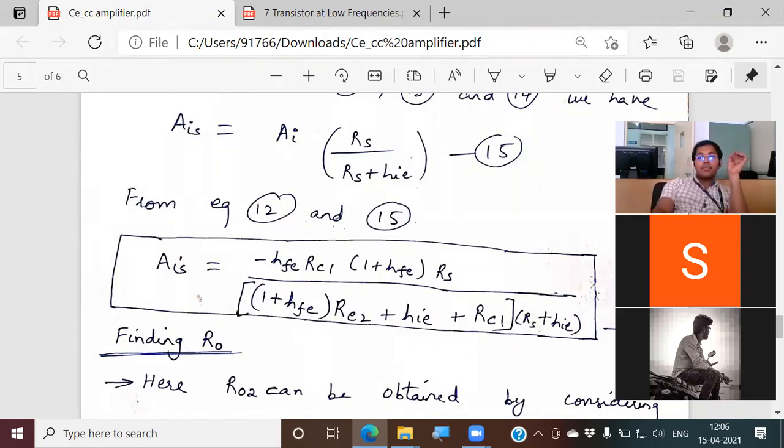Soumya completed? No, sir. Direct substitution. Soumya, do you have all the values? HFE, RC1, RS? Yes, sir, we have. Okay. Please substitute, just substitution, okay?